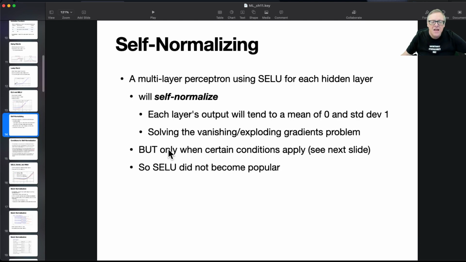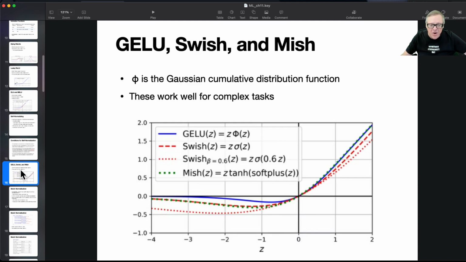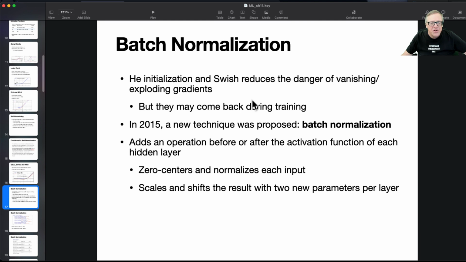Now this thing, SELU, had the ability to automatically self-normalize, but it turned out that it was far too specific. There were weird conditions for it that were hard to meet. So this one that would automatically normalize did not become popular. What became popular was batch normalization. What you do, and this is only like 8 years old, this technique, you add an extra operation before or after the activation function of each layer, which normalizes it.